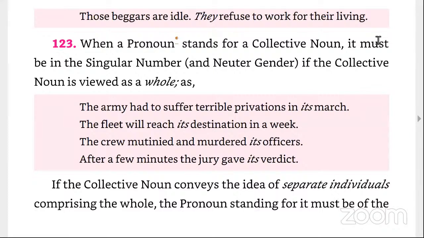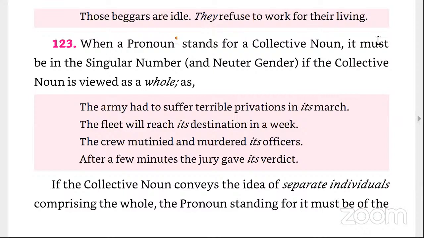The fleet will reach its destination in a week. What do you mean by fleet? A fleet is a combination of some ships. Ships create a fleet. So the fleet will reach its destination in a week means the fleet of ships is targeting to reach somewhere, and within one week, it will reach there.